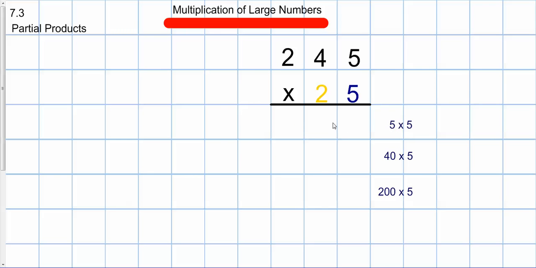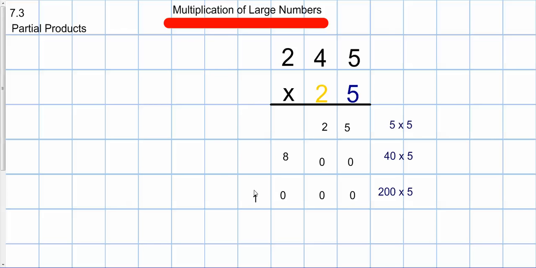So we've got 5 times 5 is 25. Next, we've got 40 times 5, which is 200. Okay. And then 200 times 5, which is 1,000. Now, I'm halfway done. Okay. Well, actually, I'm not, I'm a third of the way done. I've got 2 more things I need to do.